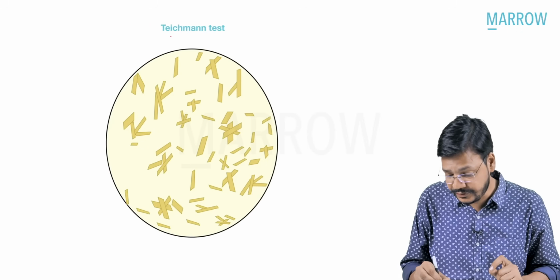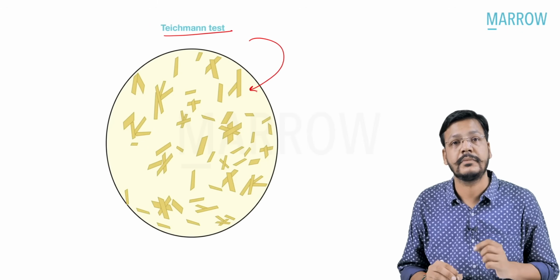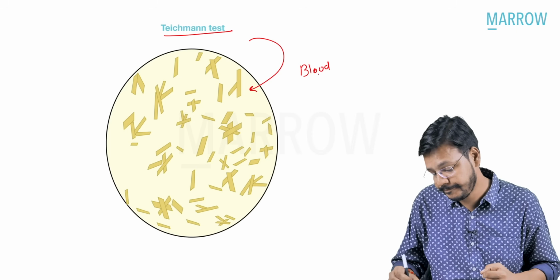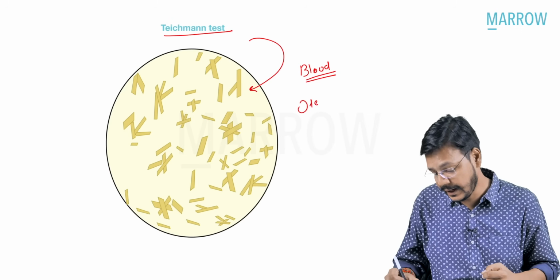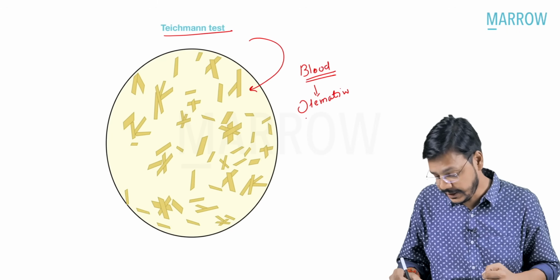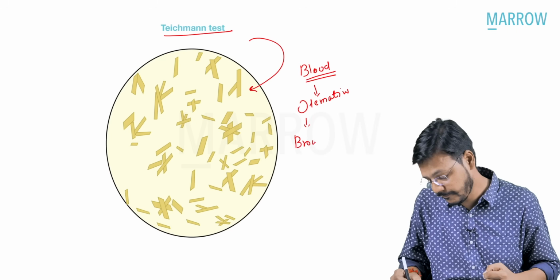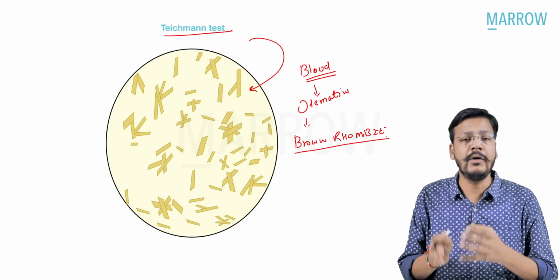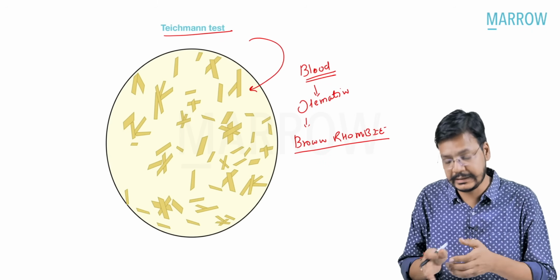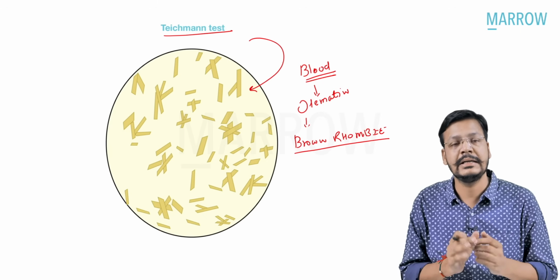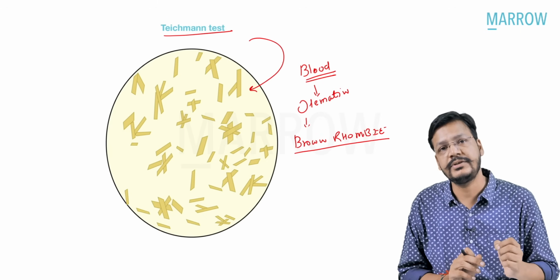And the fourth test is Teichmann, my dear friend. Teichmann is also for blood stain. Takayama and Teichmann both are for blood stain. It forms hemin or hematin crystals, and it shows brown rhombic crystals. So brown rhombic crystal in blood stain, the answer is the Teichmann test, and brown rhombic crystal in seminal stain, the answer is the Florence test.